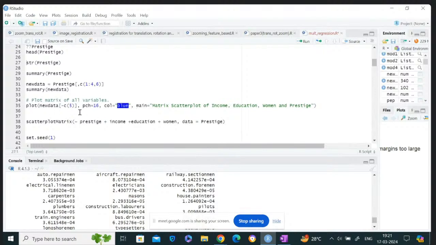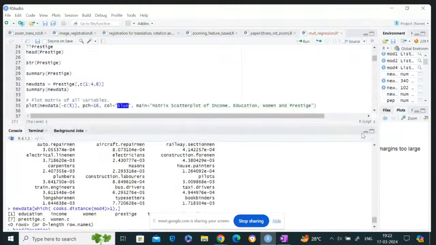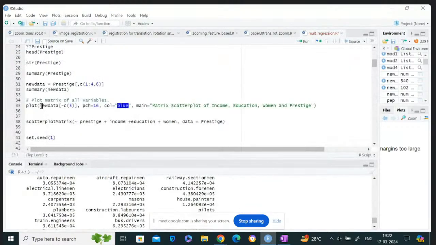So we are doing a matrix scatter plot. Okay, we are using a matrix scatter plot on the data, but we are excluding the fifth column. What was the fifth column? Let us check what was the fifth column. Fifth column was the type, professor. It is not a numeric variable, that is why we are excluding it from our scatter plot. Okay, so let us run this.